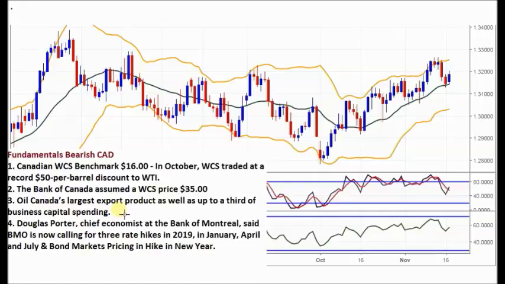Yeah, but oil is Canada's largest export product. Well, of course it is. I'm sure everyone knows that. It does account for up to a third of business capital spending. That is being cut back at the moment. Okay. Yeah, a lot of Canadian oil producers are in real trouble.